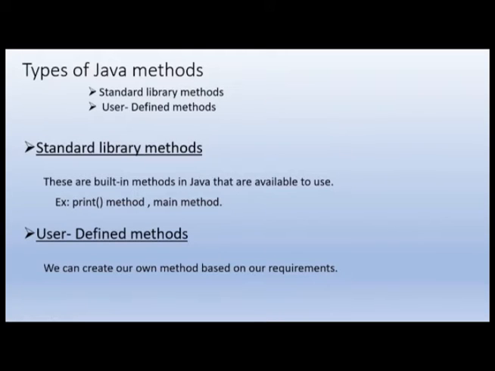Next, move to another one: types of Java methods. There are two types of Java methods. What are they? Standard library methods and user-defined methods. First of all, we talk about the standard library methods. These are built-in methods in Java that are available to use. The Java class library has the methods predefined. They cannot be changed by the programmer because these methods are predefined. Then we call them standard library methods. You can see two examples for it, print and the main method.